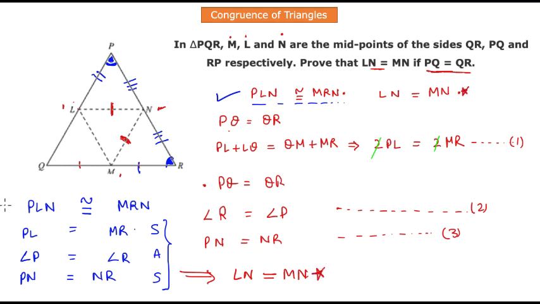So you see that by way of this criteria of SAS, we were able to prove whatever we wanted in this case, even though you were not given any dimensions whatsoever of any of these triangles. But you were given some conditions here, and using those, we were able to prove these two objectives that we wanted to prove.